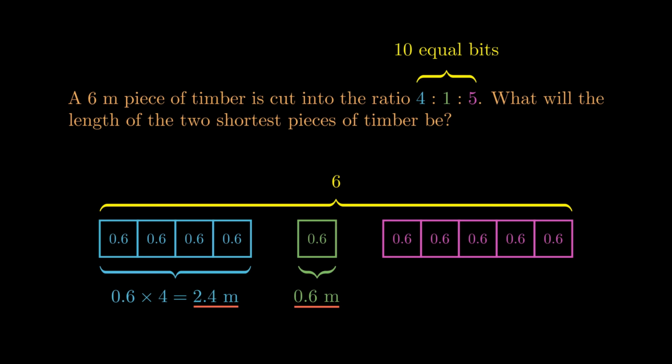So that's how we divide a total amount into a target ratio. Since we're working with a total, we'd add up how many bits we have altogether before dividing to find out the size of each bit. And again, once you have the size of each bit, everything else normally becomes quite easy. So that's all for this one.